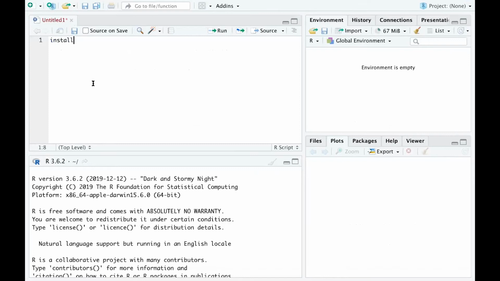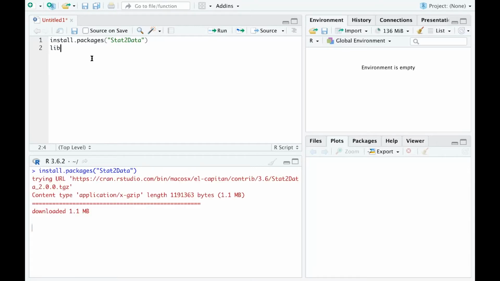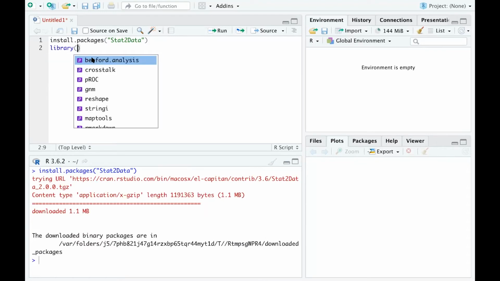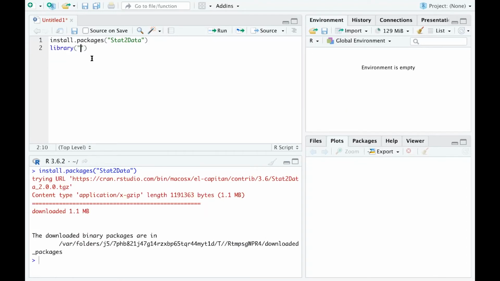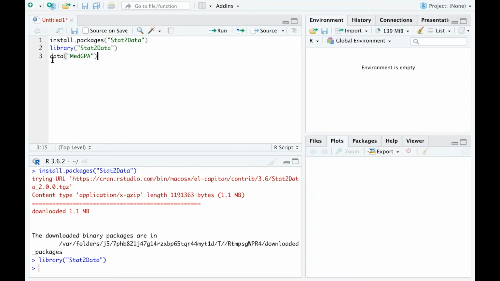If you haven't done so, let's install a package named Stat2Data. The S and D are capital letters. You want to install that package first. And then, as it is installing, you can type the library function, and you can type that package name within the library function. This is to load the package. Run that line. The data we are going to use is called MedGPA, and you can just use the data function to get access to that data.